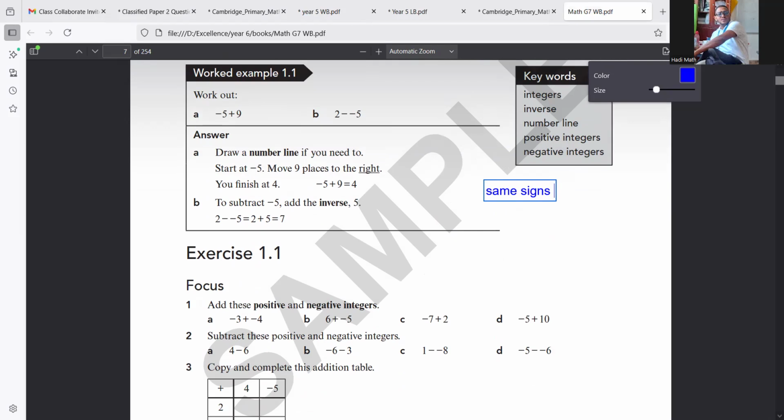If they have the same sign, do two steps. Step number 1, put the common sign. Step number 2, add them.